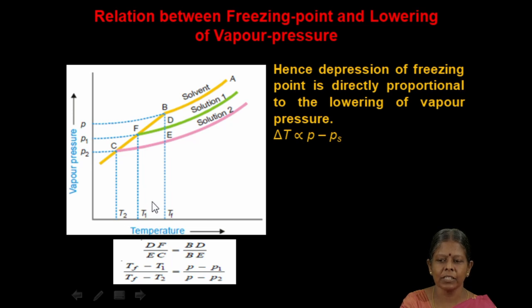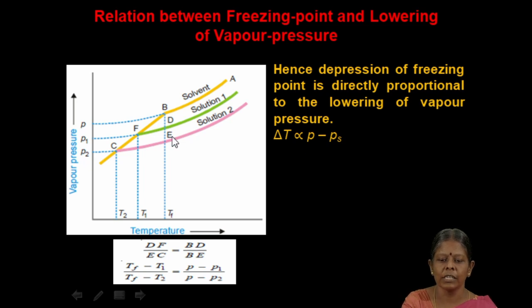Hence, the reduction in the freezing point of the solution as compared to the solvent is called the depression of freezing point, and it is directly proportional to the lowering of vapor pressure. That is, the depression in freezing point temperature is directly proportional to the lowering of vapor pressure.